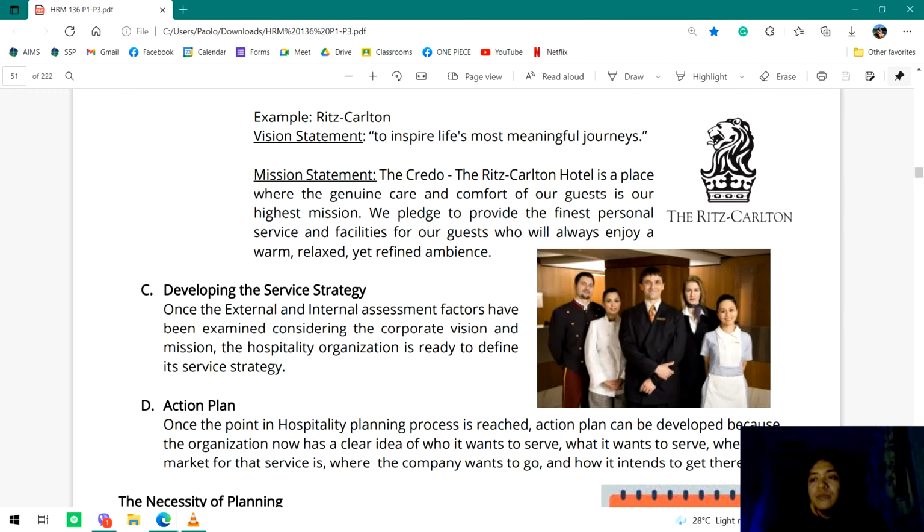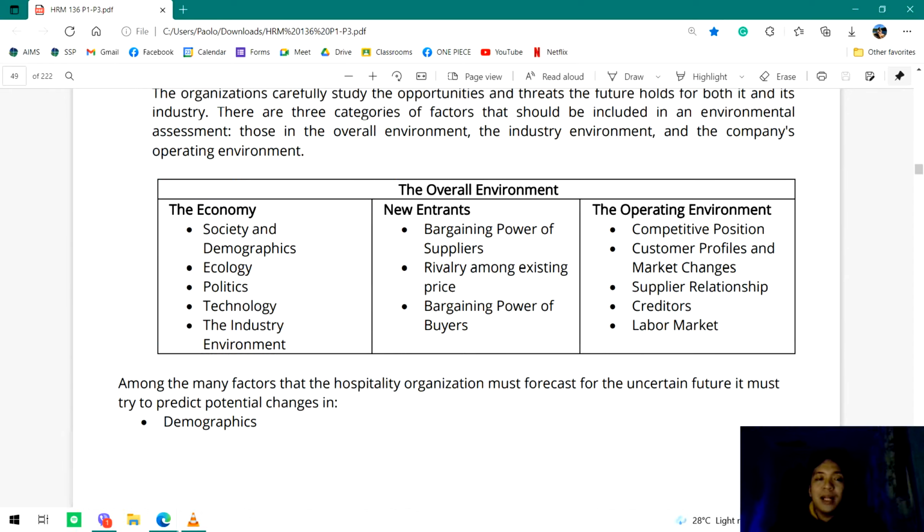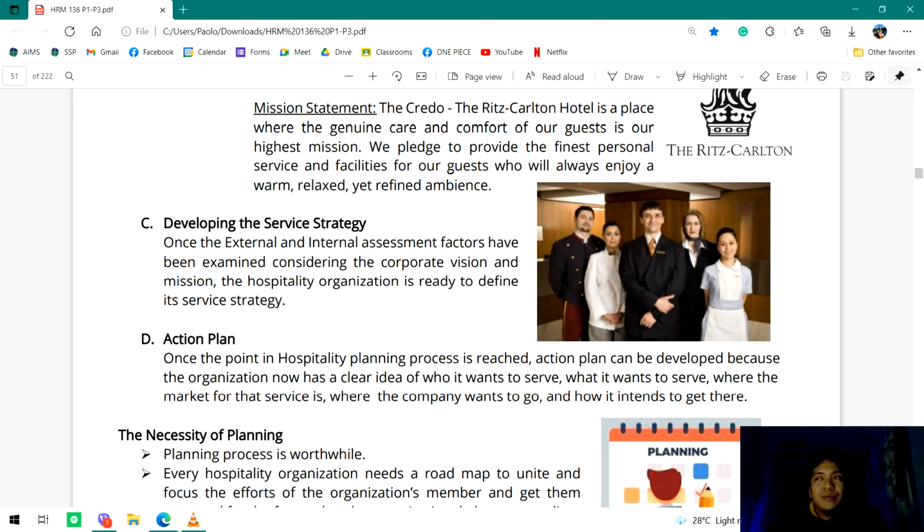Next, of course, kung meron na kayo assessment kung sino nga ba talaga kayo at ano nga ba talaga kayo as a company, meron na kayo ngayong mga nakikita na okay, siguro with this external factor or with this economic opportunity and with the use of our strength, we can plan something and we can develop the service strategy. So once the external and internal assessment factors have been examined, considering the corporate vision and mission, the hospitality organization is ready to define its service strategy.